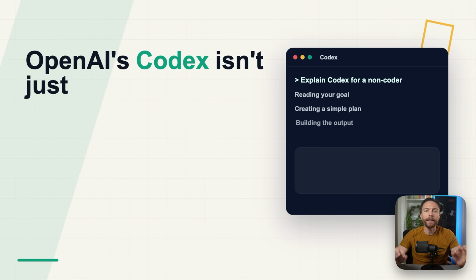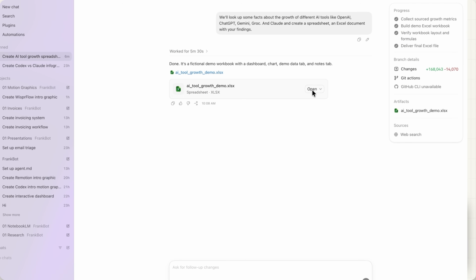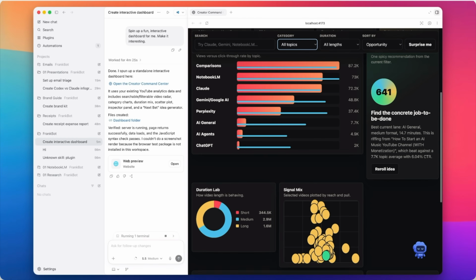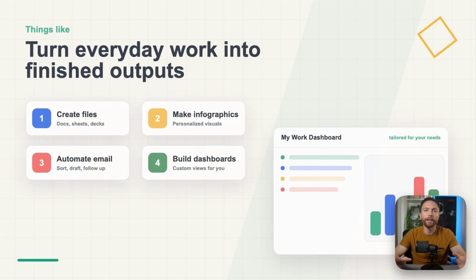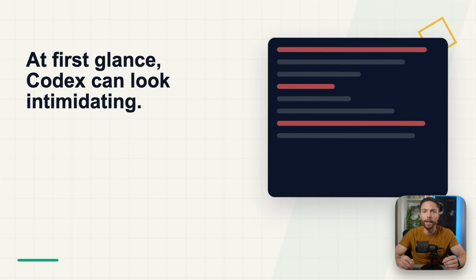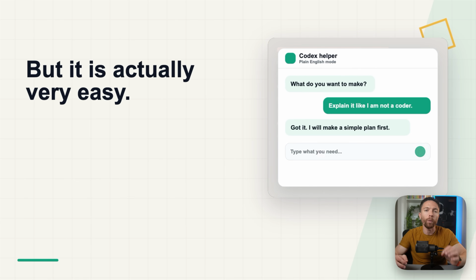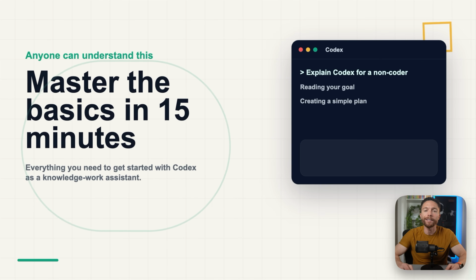OpenAI's Codex isn't just for coding. It's also really good at knowledge work. Things like creating files on your computer, generating personalized infographics, automating tasks like emails, and building custom dashboards tailored for your needs. At first glance, though, Codex can look very intimidating. But as a non-coder myself, I'm going to explain how to use it in a way that anyone can understand. In fact, it will only take you about 15 minutes to really master everything you need to get started.